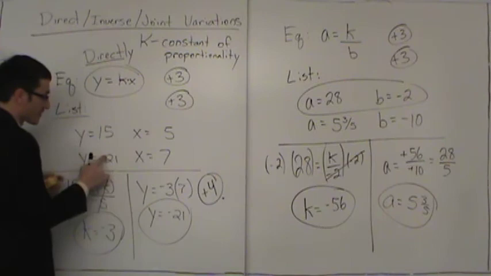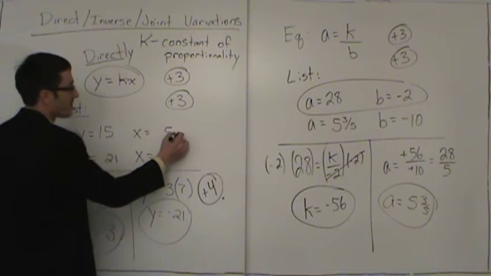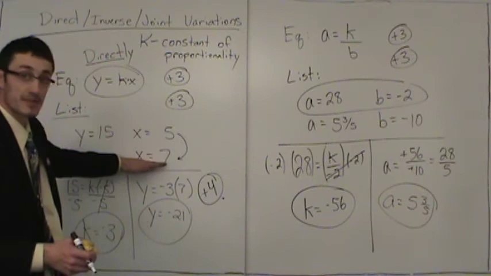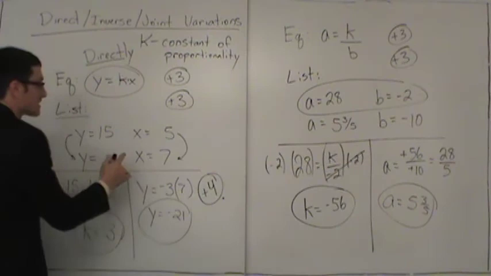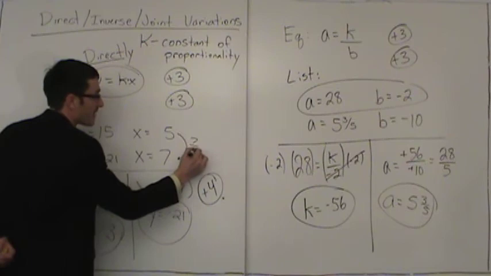So my question is, going from 5 to 7, are we going up or down? Hopefully say X is going up. Notice, if X went up, what happened to Y? Y also went up. We say that it went up by the same factor. So let's see. 5 times what is 7? Well, if we take 5 and multiply by 7 over 5, we get 7.